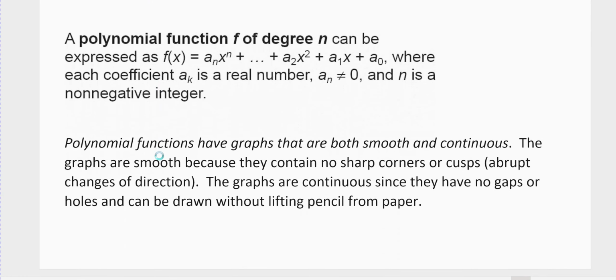A polynomial is a function of degree n, where I've got some number times x values, where my exponents have to be non-negative, so positive integer values, whole number values. And that's going to be the important guy, the leading coefficient, the highest degree, which would be the degree of my function. Polynomials, remember, are both smooth and continuous.